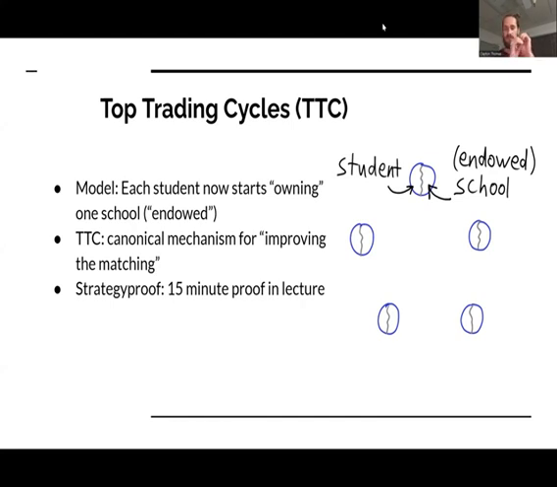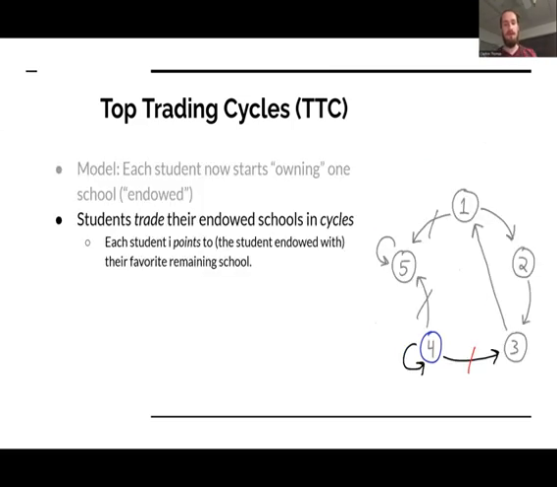So if each student starts endowed with some school, TTC is some canonical mechanism for improving the matching, getting students to things they like even better. And its strategy proofness is naturally more complicated than SD, the super simple mechanism, but it might take you only 15 minutes to give this proof. So how does TTC work?